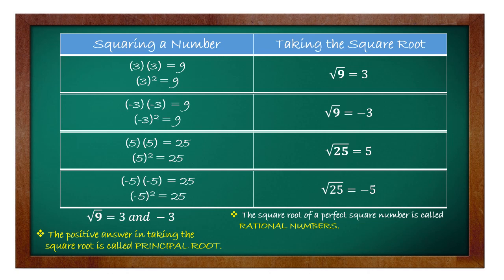So, kapag yung kanina, di ba, in-introduce natin yung perfect square numbers at saka yung non-perfect square numbers. So, yung mga perfect square numbers natin, pag kinuha natin yung square root nila, rational numbers yon. Now, kapag kinuha naman natin yung square root ng non-perfect square numbers natin, irrational numbers ang tawag sa kanila.